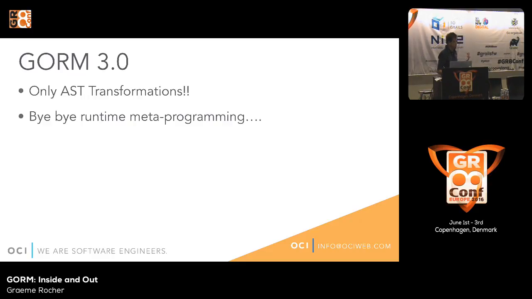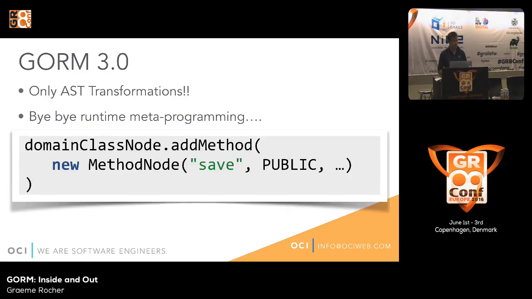Then we went on to the next evolution of Gorm, Gorm 3, I guess, further down in the 2.x and run about the Grails 3 line, 3.0. And it was pretty much bye-bye runtime metaprogramming for 95% of the cases. And it was only AST transformations. So incremental improvements, again, modifying your classes through AST transforms.